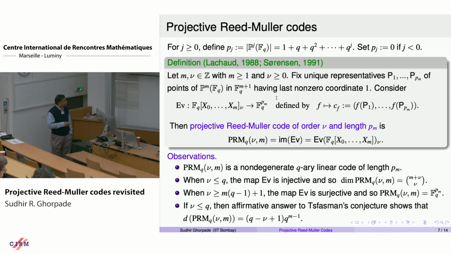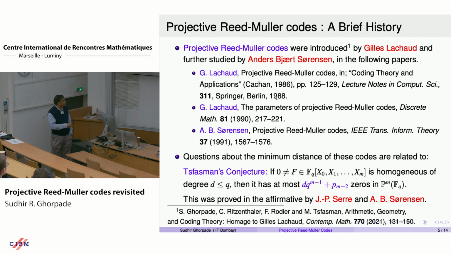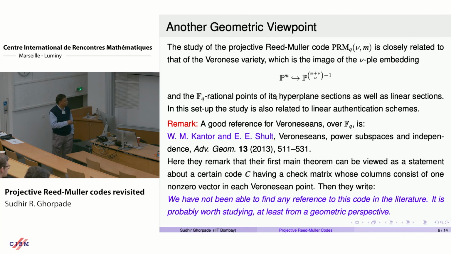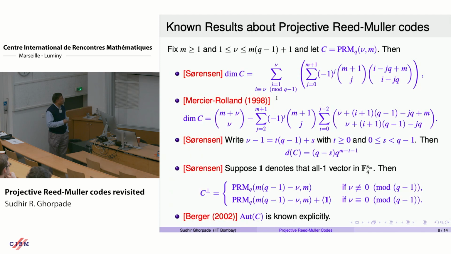And whereas if nu is less than or equal to q, what I told you about Fassmann's conjecture, that d is q to the m minus 1 plus P sub m minus 2, maybe I'm conscious of the time, otherwise I would have motivated this a little bit more. That will show you that the minimum distance is given by this formula, (q minus nu plus 1) times q to the m minus 1. So this really follows as a consequence of the positive resolution of Fassmann's conjecture, or the inequality that Sayre proved. Very good. And also Sorensen. So I'll come to Sorensen.